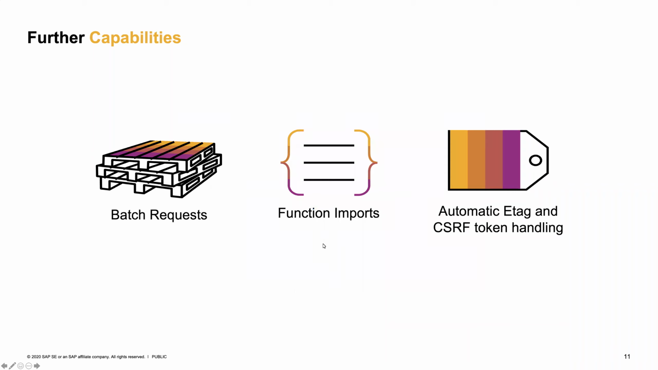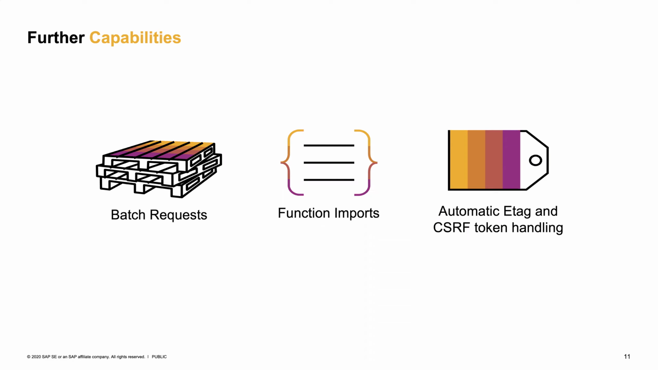Not to forget, there are some further capabilities that I just wanted to quickly mention and not really talk about in depth. Joran already mentioned batch requests. These are supported in v2. We did not implement support for this in v4 yet, but it's planned. Function imports are also available in addition to all the CRUD operations for OData v2. This is already implemented for OData v4. There are still some missing parts, as we will see later on as well.